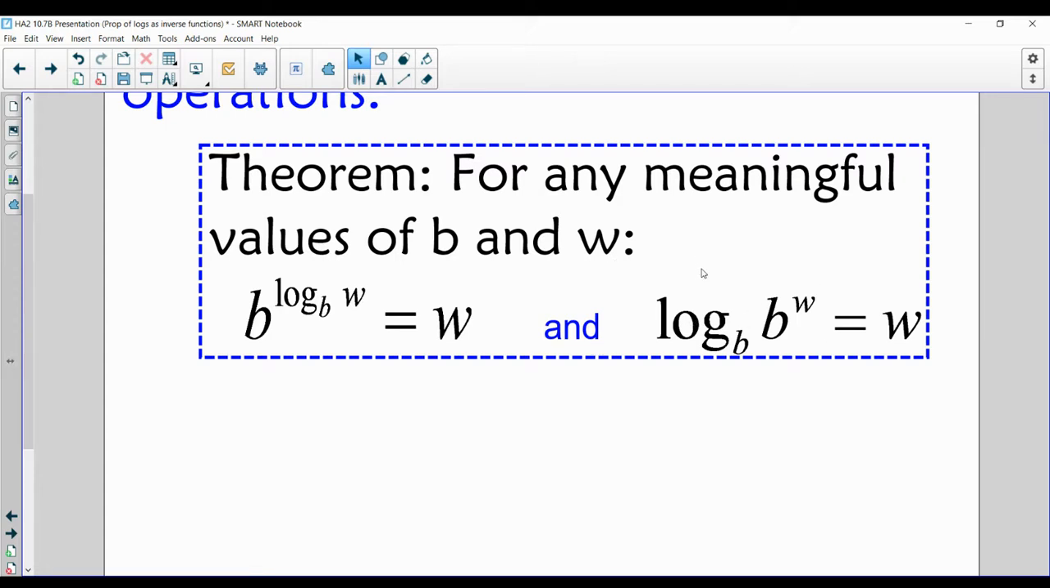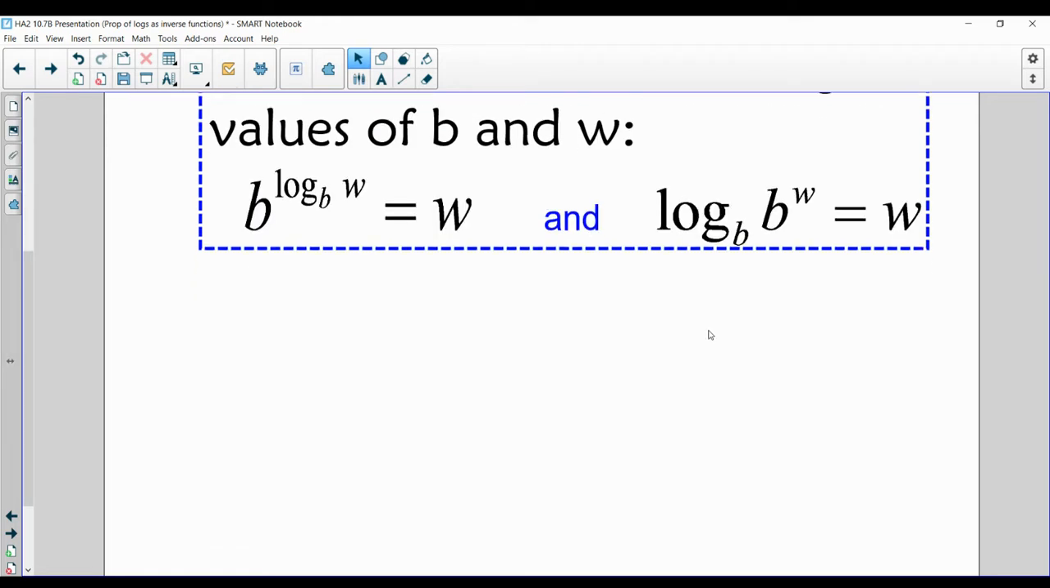If you have log base something of that same something raised to an exponent, that is going to end up equaling the exponent. For that to be true, these two things have to be equal, and I'm going to prove that in a second. And then, if we reverse that around, if we have something exponential raised to an exponent that has a logarithm, where the base of that logarithm is the same as the base of your exponential, with this w as an argument, it will end up equaling w as well. So let's see why. Let's go through this first one over here on the right first.